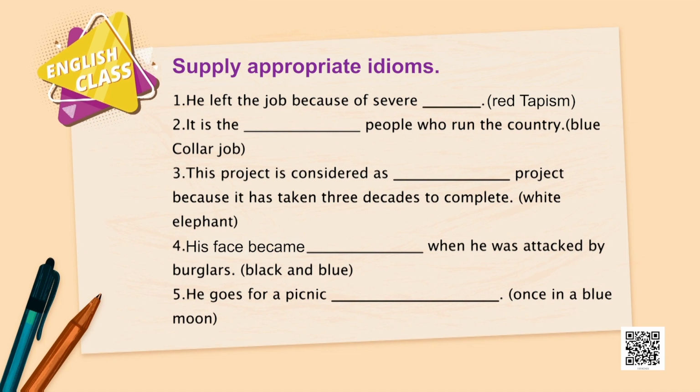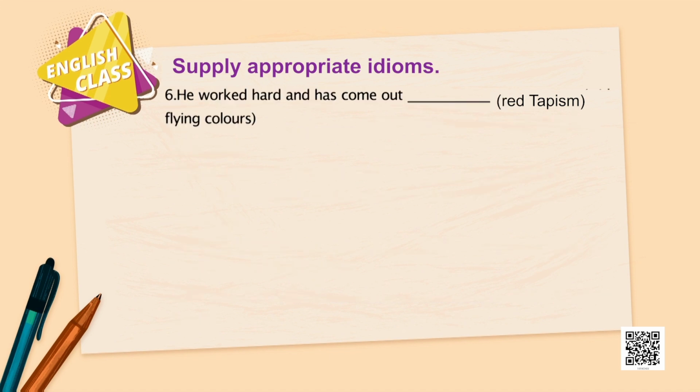He goes for a picnic once in a blue moon. Means very rarely. Come on. He worked hard and has come out with flying colors. This has no color, but it has color. Many colors involved. So, when someone achieves something great, he has come out with flying colors. He has passed this particular class, or he has cleared the civil service examination and he has come out with flying colors.